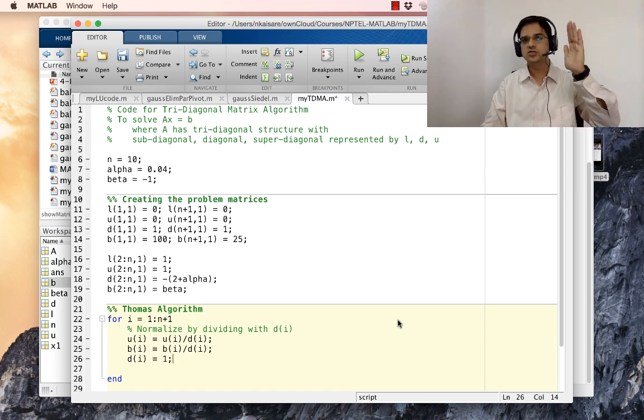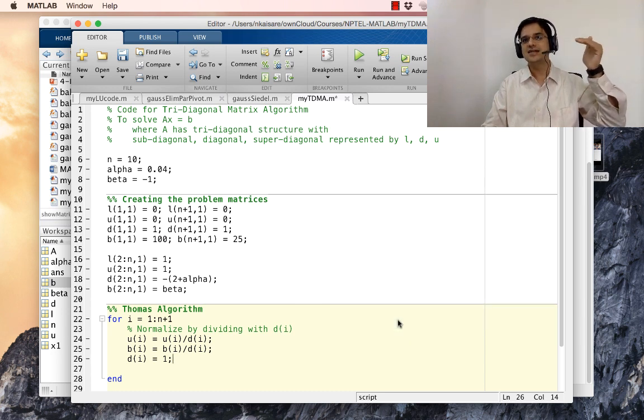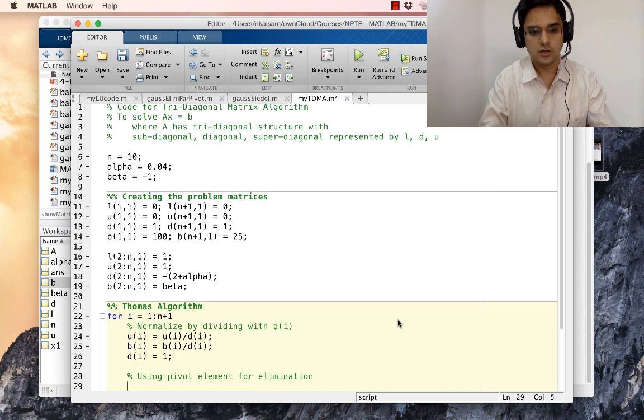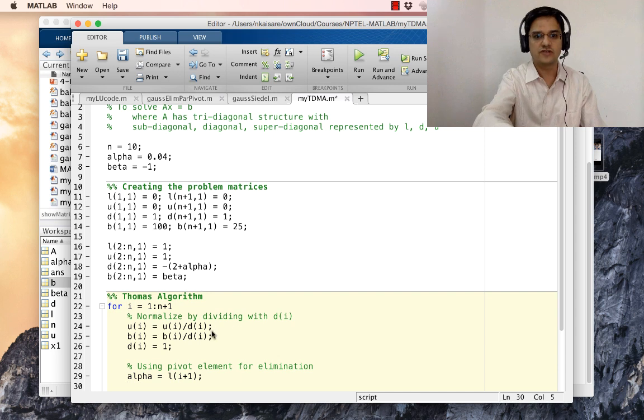Okay, now we are going to use that pivot element to make zeros in the first column. Now, where do we need to make 0? We only need to make 0 in the row number 2 or row number i plus 1. Why? Because that's the only non-zero element. Li plus 1 is the only non-zero element in that pivot column, using pivot element for elimination. Okay, so our alpha is going to be nothing but Li plus 1. Why? Because our di, that means aii, is already equal to 1 because of this step.